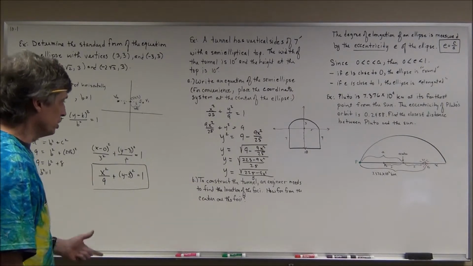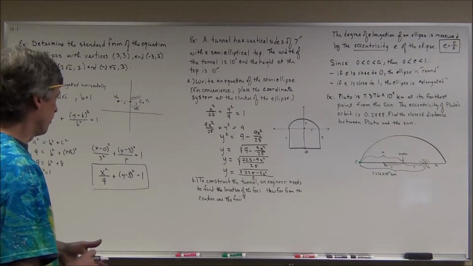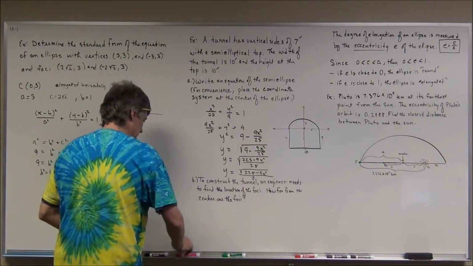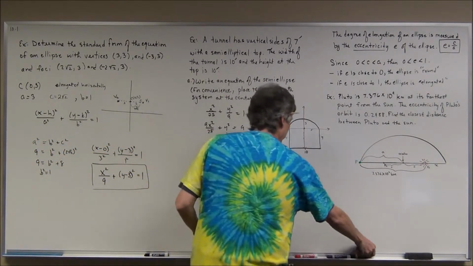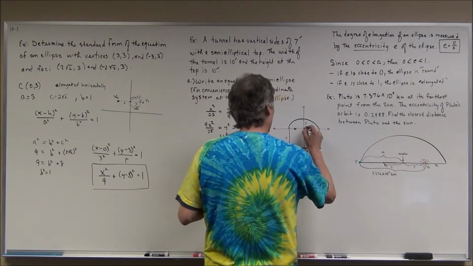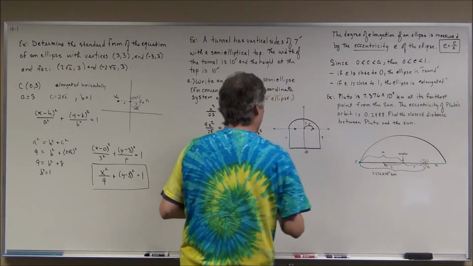Part B says, to construct this tunnel, an engineer needs to know the locations of the foci. How far from the center are the foci? Well, the foci, here, I'm going to use a different color here, would be some distance over here and some distance over here. So I need to know what this is. This, remember, is C.